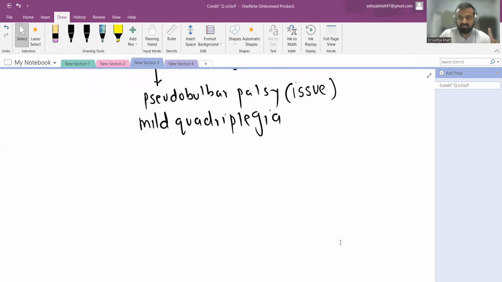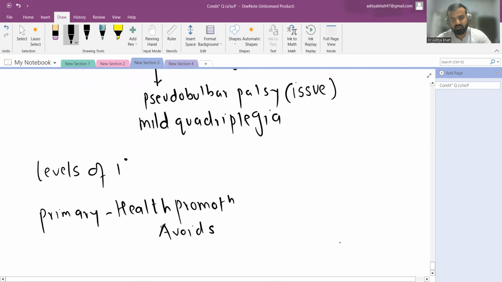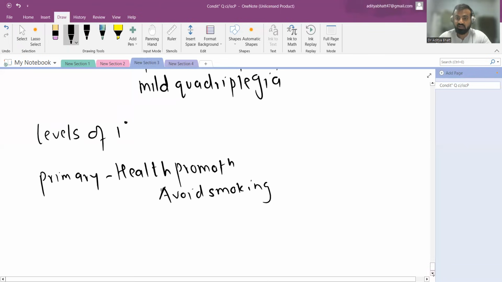So you have to understand what the levels of prevention are. What are the levels of prevention of CP? Firstly, you have to understand primary prevention. Primary prevention has two things: health promotion, that you tell the mother not to smoke, avoid alcohol, avoid teratogenic drugs, and tell them to go for regular antenatal checkups. Okay, let's go to the new page.